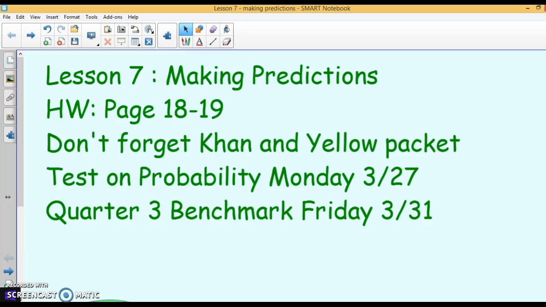Okay, this is the 7th lesson in the probability and statistics unit, making predictions. The homework that goes along with this is page 18 and 19 in the homework.